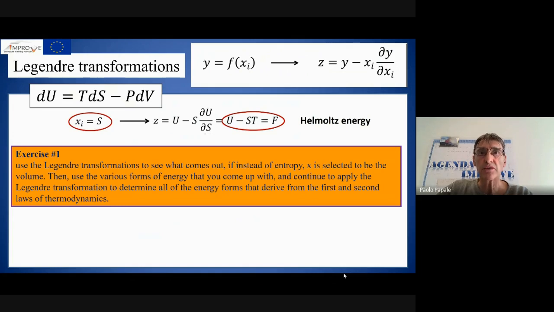Use the Legendre transformations to see what comes out if instead of entropy, x is selected to be the volume. Then use the various forms of energy that you come up with and continue to apply the Legendre transformations to determine all of the energy forms that derive from the first and second laws of thermodynamics. Press pause now if you want to do the exercise.